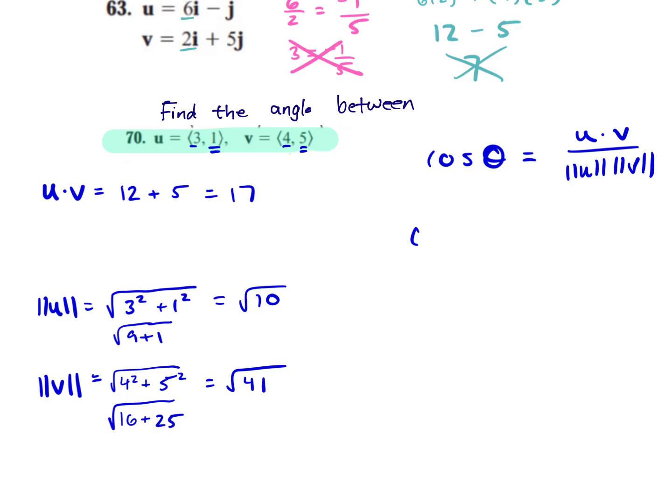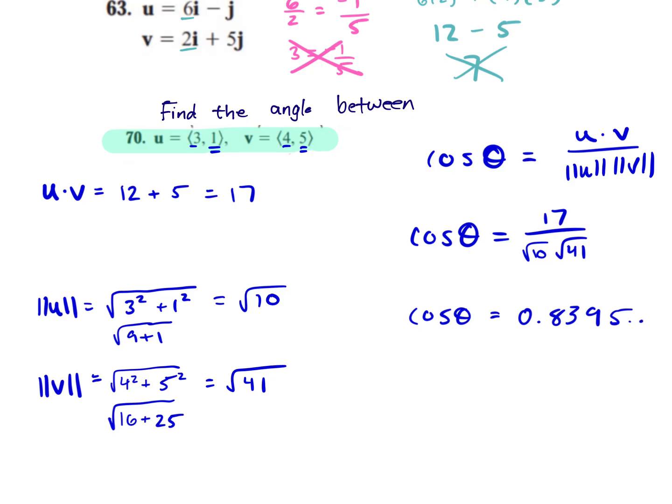So let's plug these all in. Cosine of theta equals 17 over the square root of 10 times the square root of 41. We can plug this into our calculator. If you're going to plug it into the calculator all at once, make sure you use parentheses. So 17 divided by, I'm going to use parentheses, the square root of 10 times the square root of 41. So we should get cosine of theta equals 0.8395. It keeps going, but I'm going to leave this in the calculator.